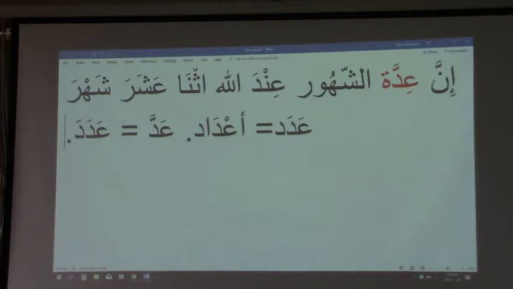Now, I will come to fiqh. We know what the iddah is for women if her husband passes away. What's her iddah? 4 months and 10 days. And the divorcee woman? 3. ثلاثة قروء.